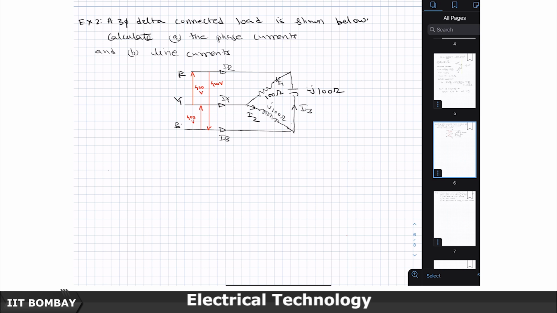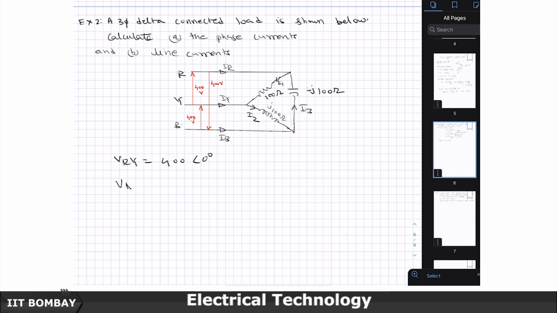Calculate the phase currents and the line current. So, now the line voltage is 400 volts. VRY, magnitude wise, is 400 volts, and I will use angle 0.